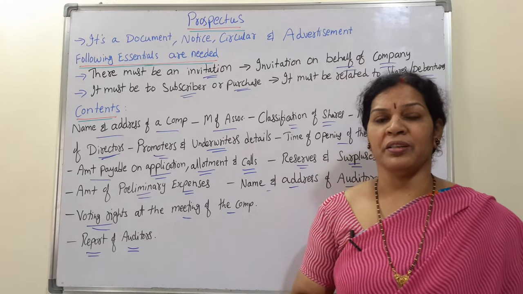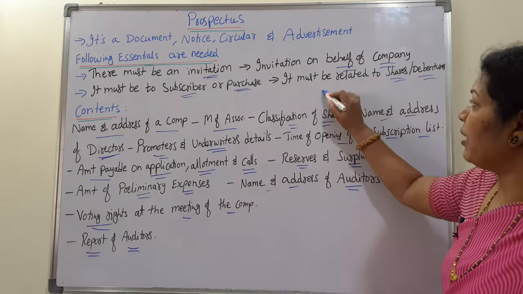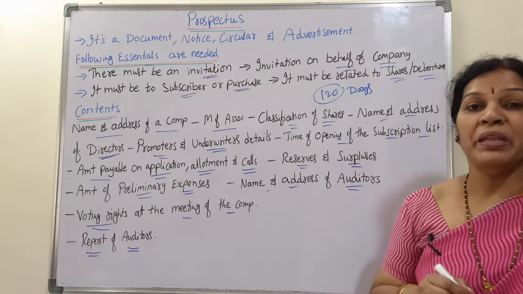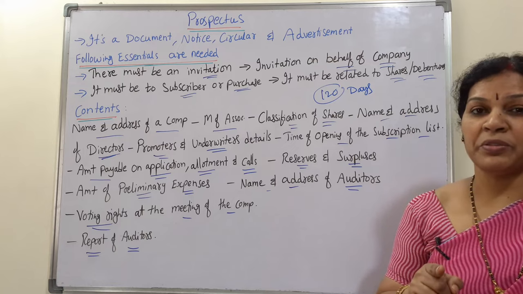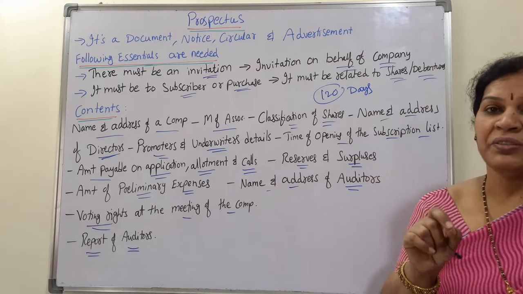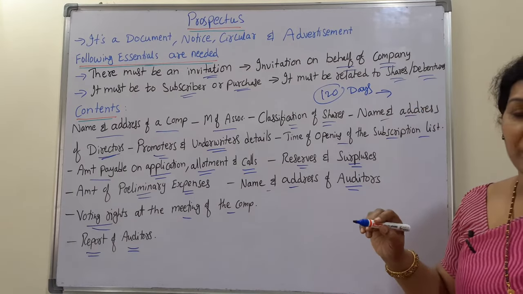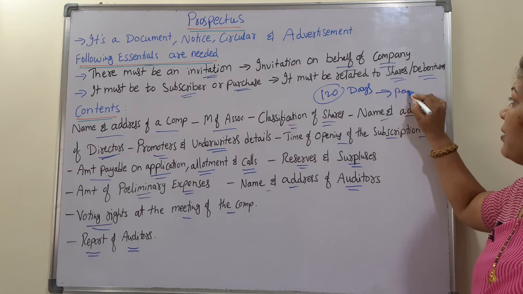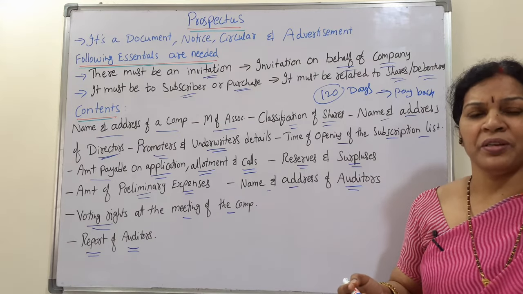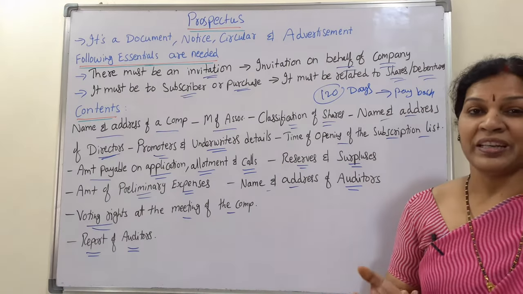And you must remember one thing: when the prospectus is issued, after issuing the prospectus, within 120 days the company has to get the minimum subscription. Minimum subscription they have to get after issuing the prospectus within 120 days. If they fail to get this subscription within 120 days, whatever amount is collected has to be paid back. To whom? From where they have collected. Collected from shareholders, collected from debenture holders. So that amount is to be paid back to those people because they were unable to get the minimum subscription.